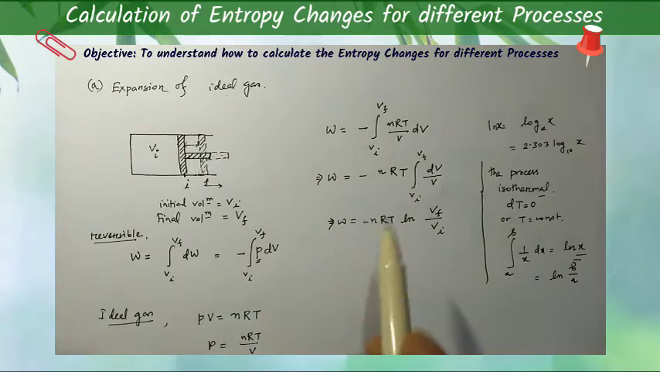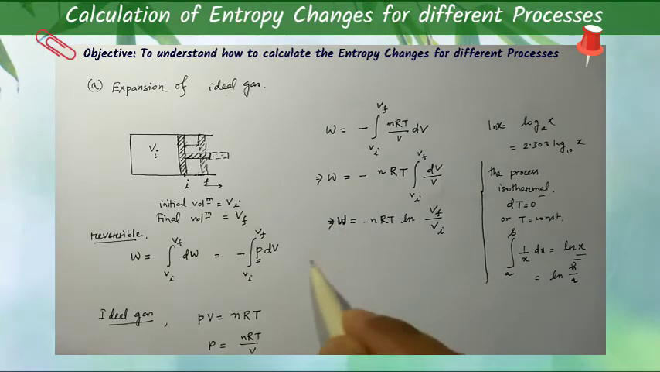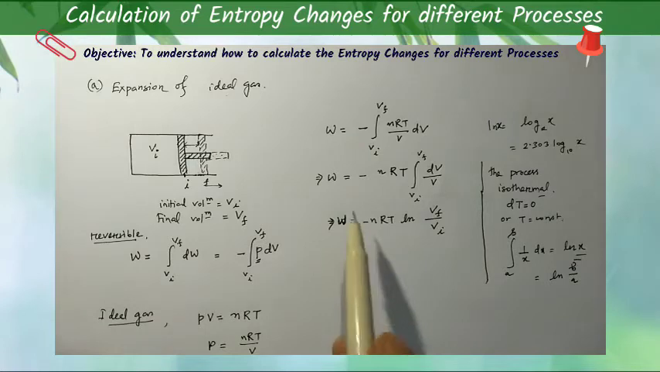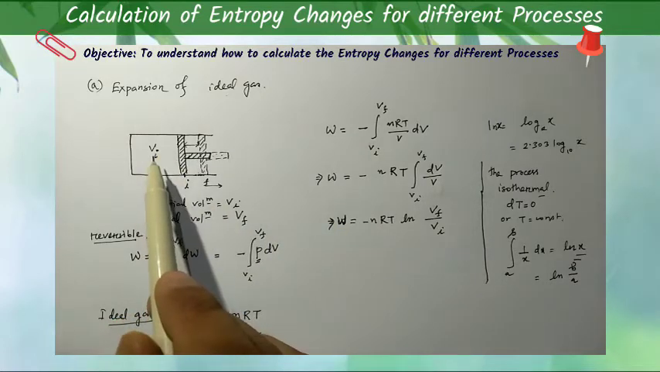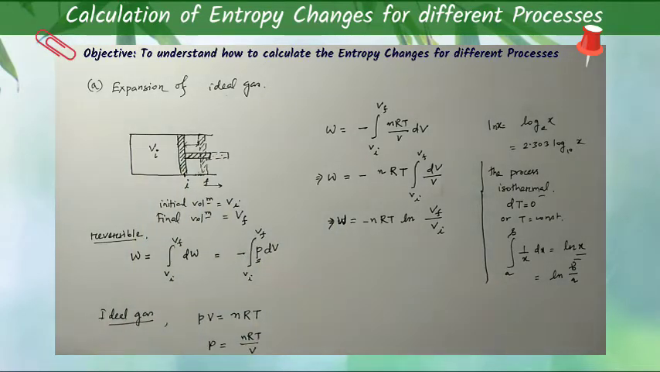So W, the total work, is equal to minus nRT ln Vf by Vi. That is the work done by the ideal gas on expansion. But our aim is to calculate the entropy change.